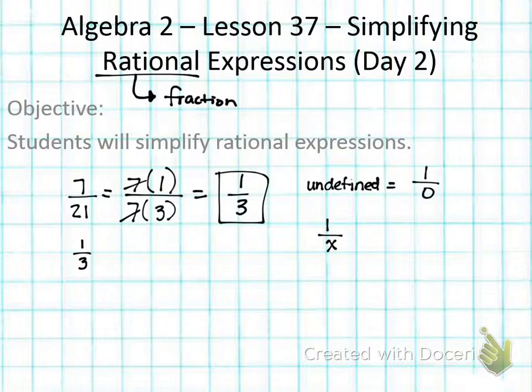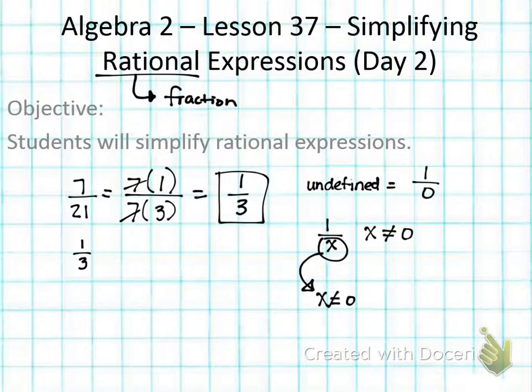1/2. 3? 1/3, and 4? I could pick any number, right? But what happens if I pick x as 0? What happens to my fraction here? Undefined. Do we like undefined in math? No. So then we would identify that as an excluded value. We'd say this is a fraction, but we don't want x to be equal to 0 because what happens if x is 0? It's undefined.